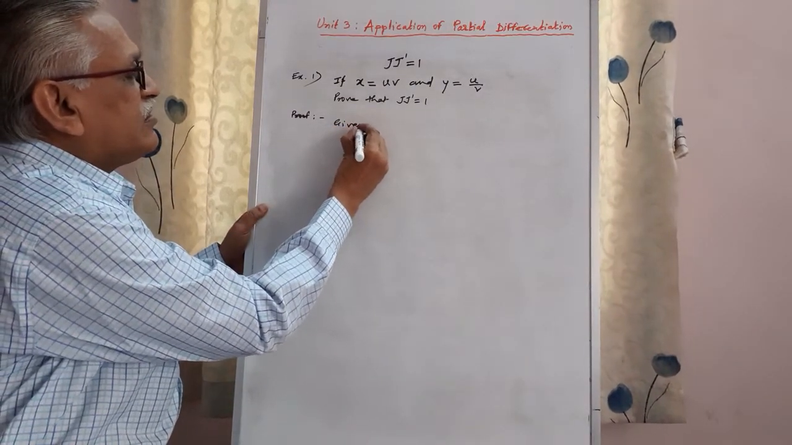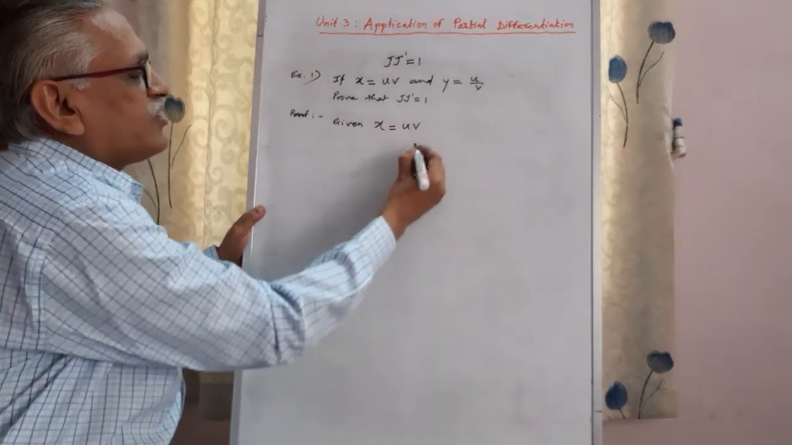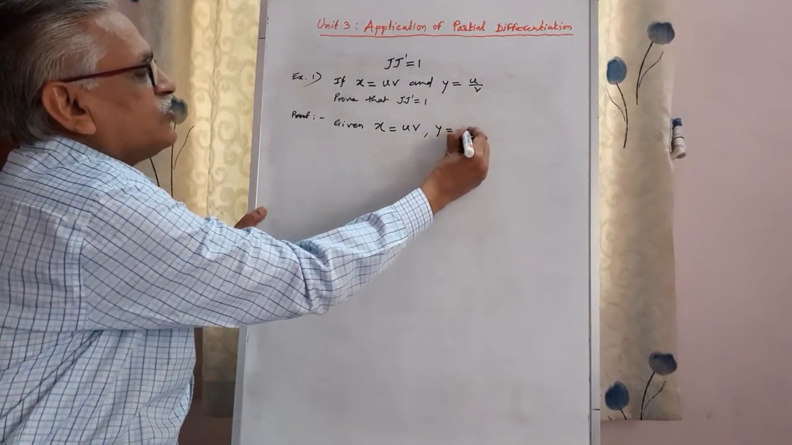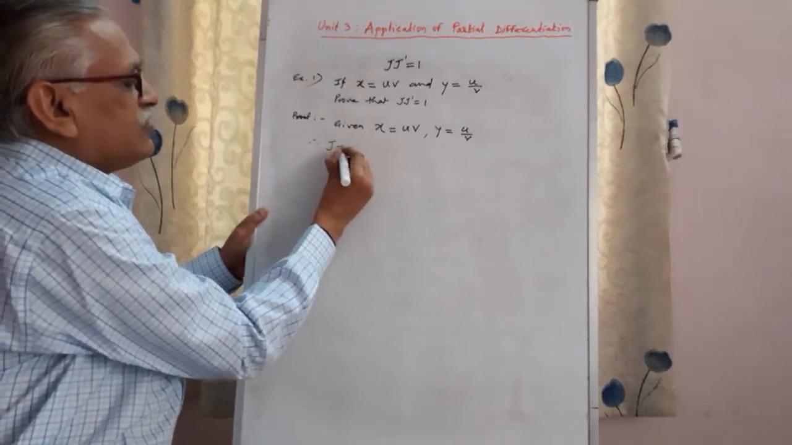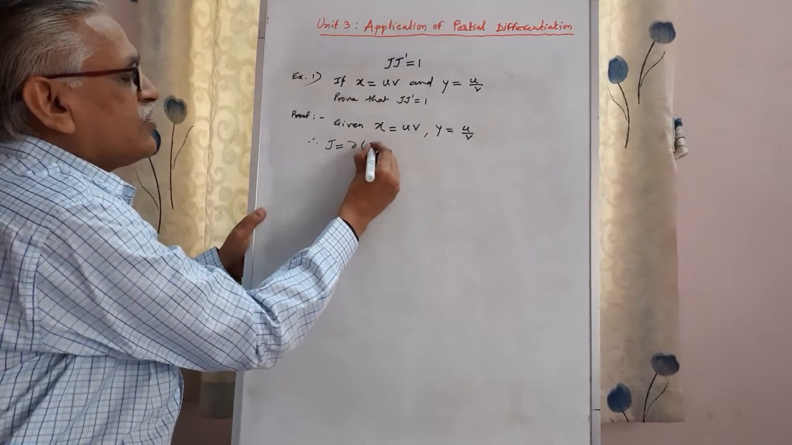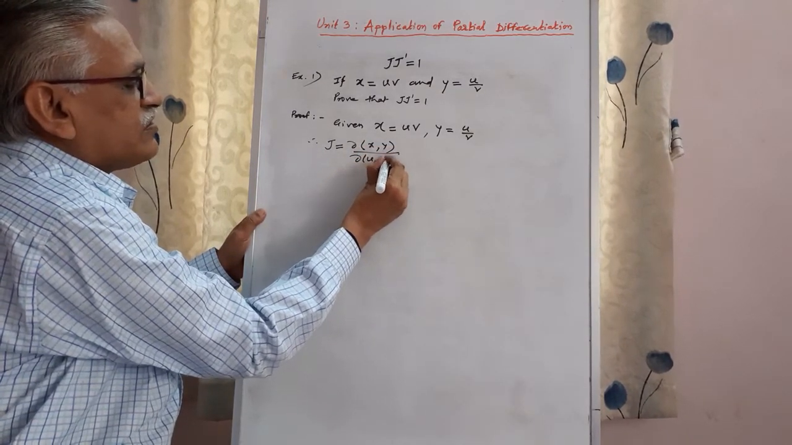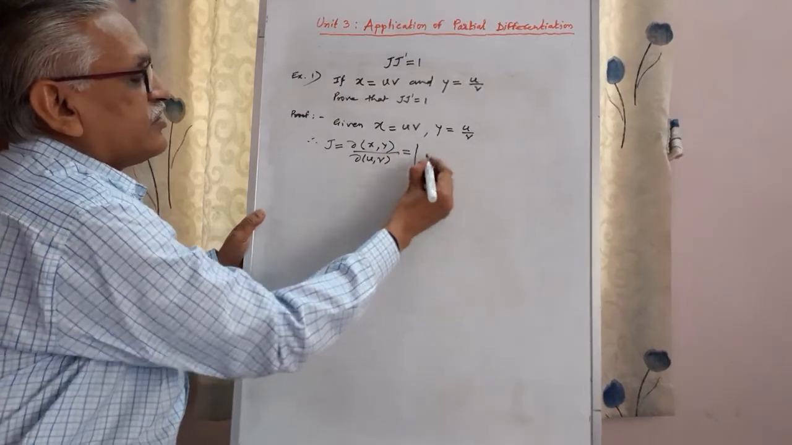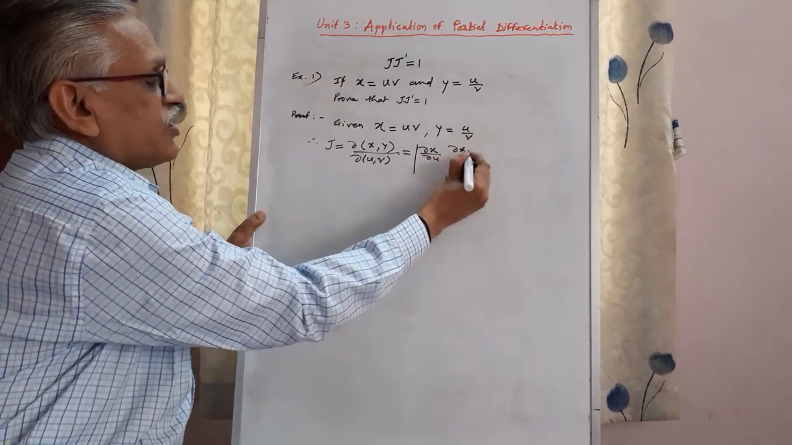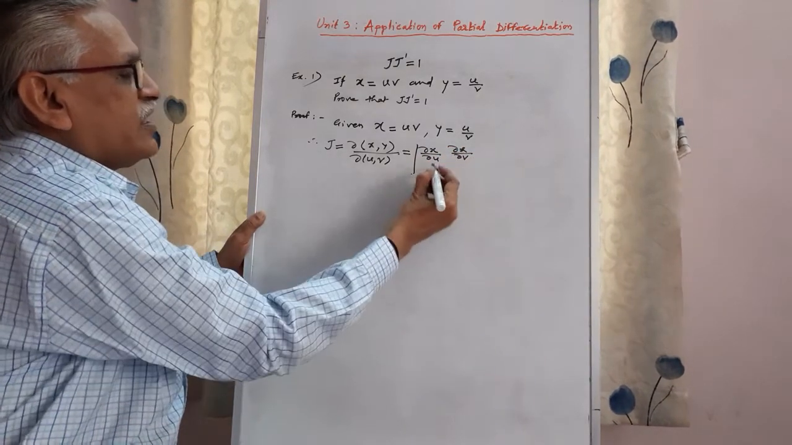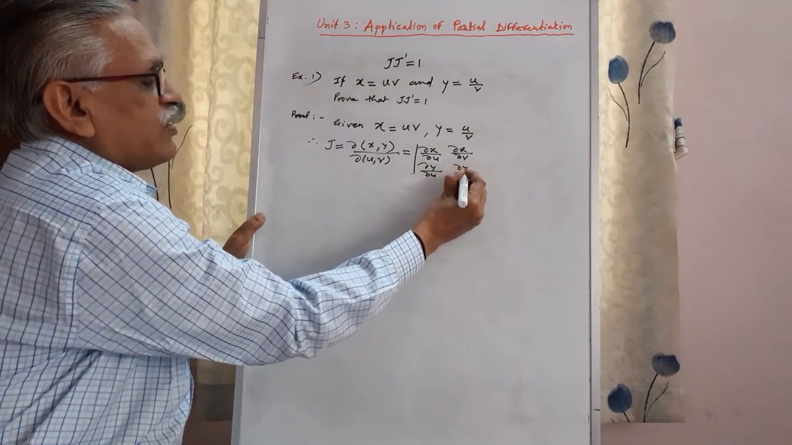Here given x = uv, a function of two independent variables, and y = u/v. Therefore the Jacobian of this transformation is ∂(x,y)/∂(u,v). As per definition, it is the determinant with ∂x/∂u, ∂x/∂v in the first row, and in the second ∂y/∂u, ∂y/∂v.